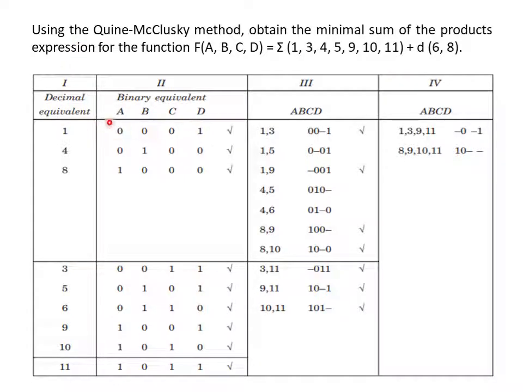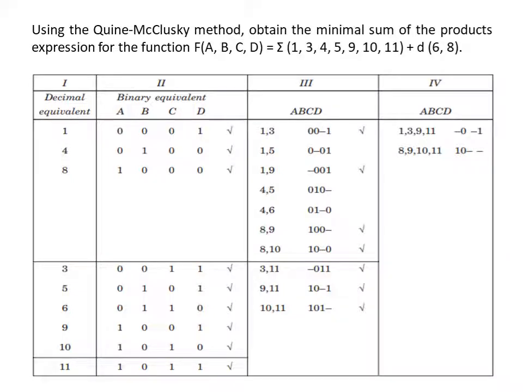Now in this table 1 we are writing the decimals in increasing order along with the don't cares. The don't cares are 6 and 8. Now we are grouping by number of ones. Here the number of 1s is 1, here the number of 1s is 2, here the number of 1s is 3. Now we are getting table 3 by comparing group 1 and group 2. So here the combinations we obtained are 1, 3, 1, 5, 1, 9, 4, 5, 4, 6, 8, 9, and 8, 10. So here all the combinations are checked.